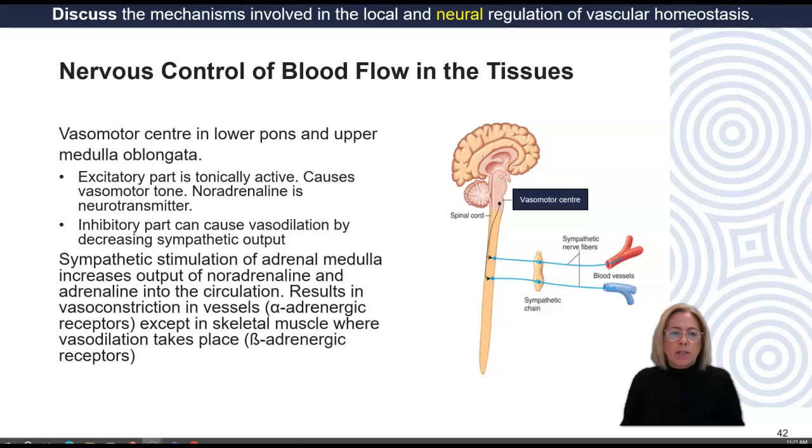And then there's also sympathetic stimulation of the adrenal gland. So stimulation of the adrenal medulla will increase the release of noradrenaline and also adrenaline into the bloodstream. This results in vasoconstriction in blood vessels when those hormones bind to the alpha adrenergic receptors, except in skeletal muscle, where vasodilation takes place because they use the beta adrenergic receptors.